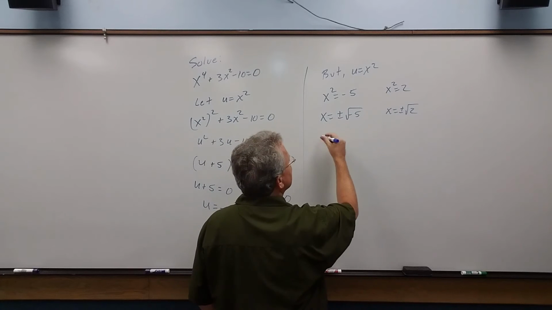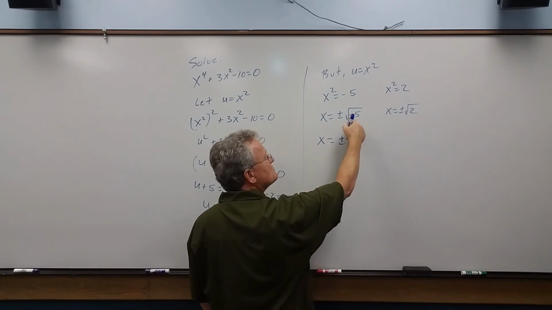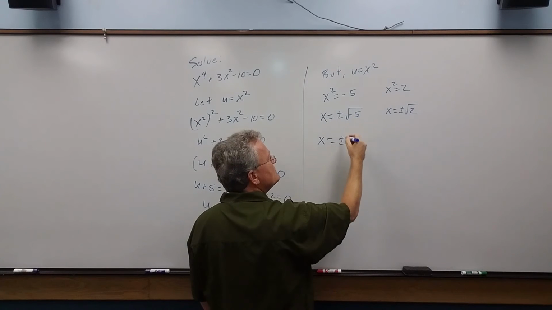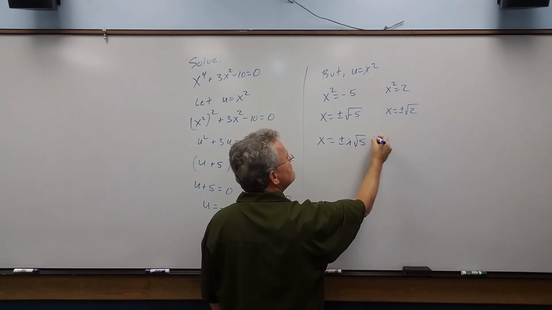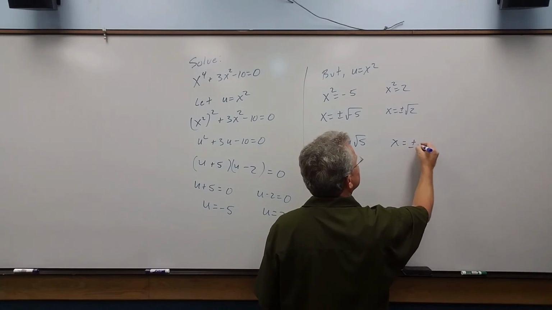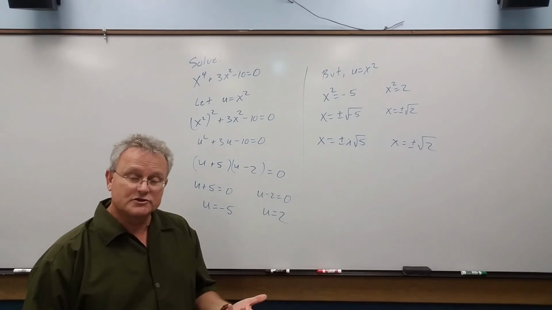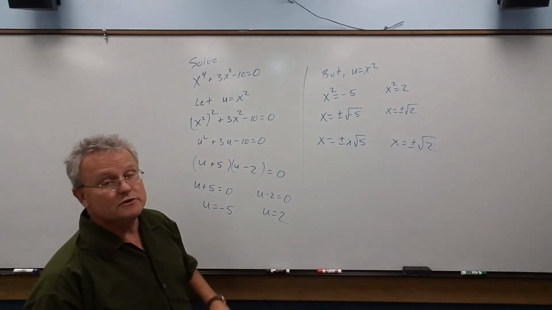So let's just write this in terms of i. So the square root of negative 1 is i. So this is i root 5. And here we have x equals plus and minus the square root of 2. So there's our 4 solutions to this equation.